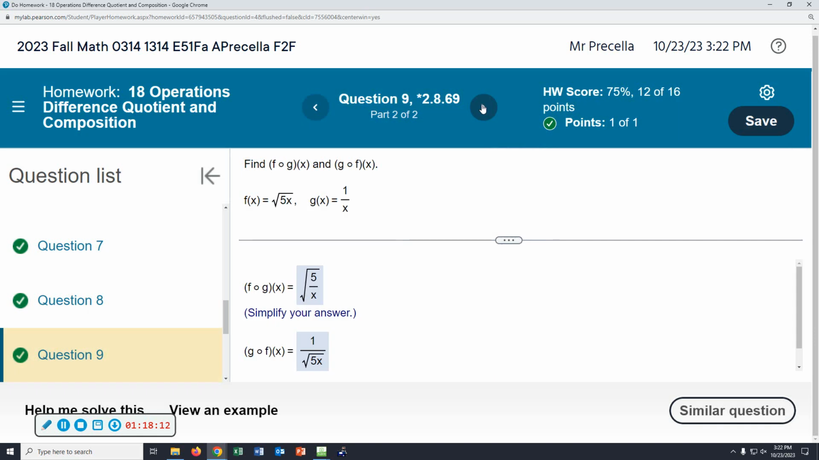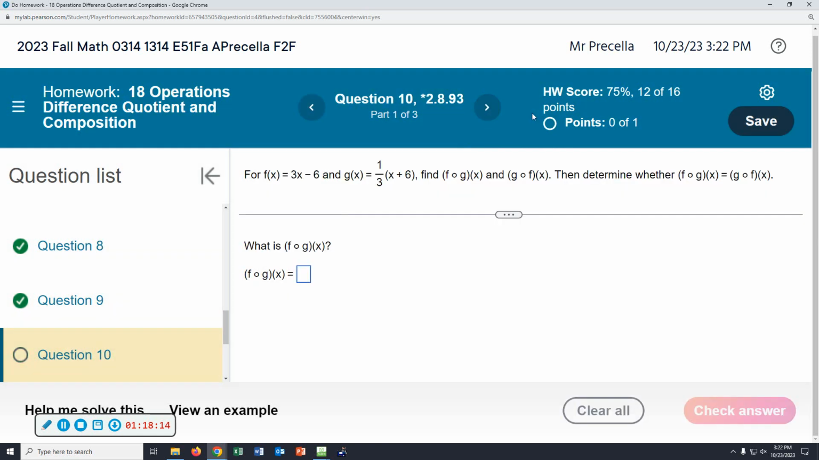Now, why are you mentioning that, Tim? Looking at number 10. For f of x equals 3x minus 6, and g of x equals 1/3 times the binomial x plus 6, find f composed with g of x and g composed with f of x.